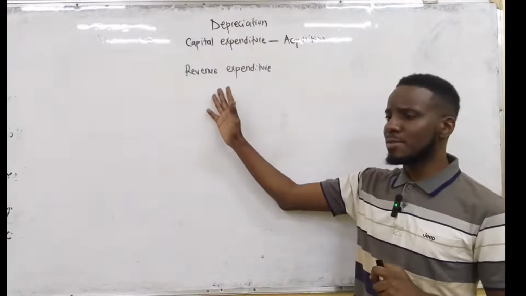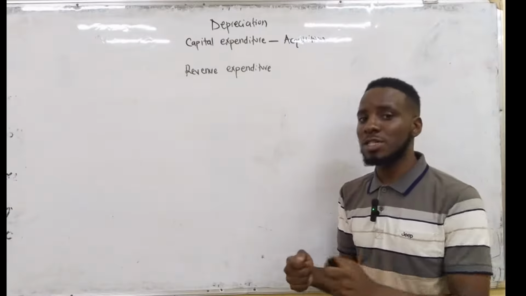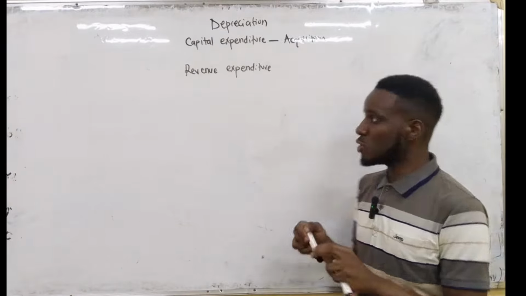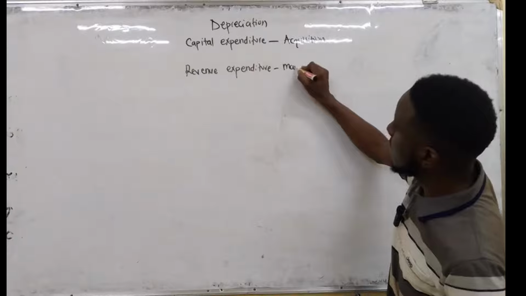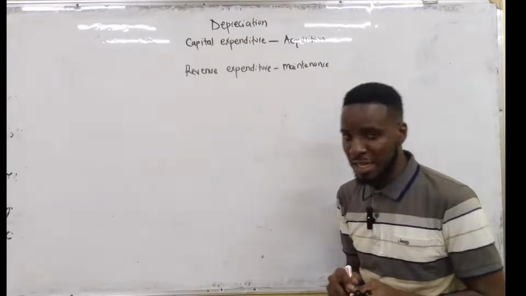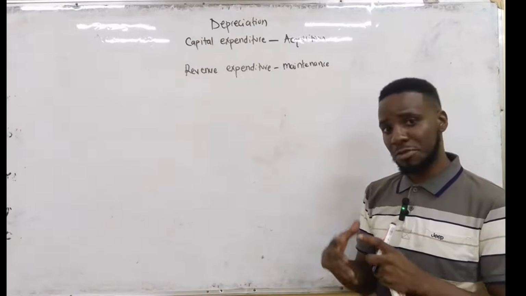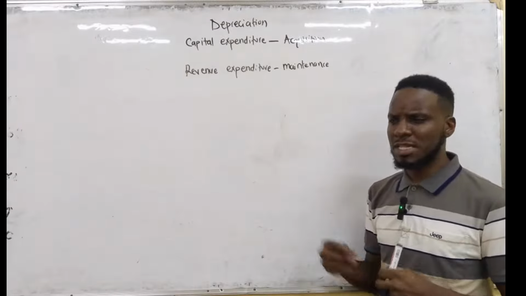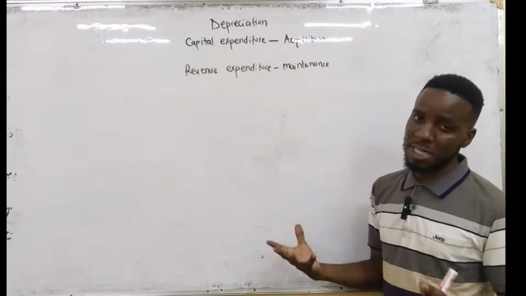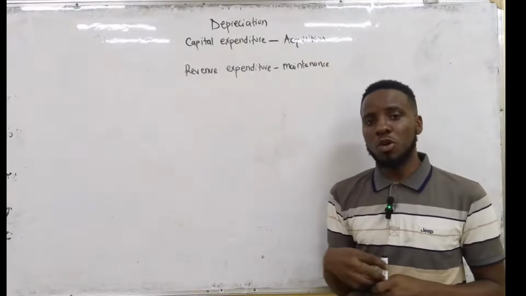Now, when it comes to revenue expenditure, these are costs incurred in the maintenance of the non-current asset. So, this one is all about maintenance. That means after we have acquired the asset, we shall have things like maintaining the asset, things like repairs to the asset. All those things amount to what we call revenue expenditure. So revenue expenditure is about maintenance of the asset, whereas capital expenditure is about the acquisition of the asset.